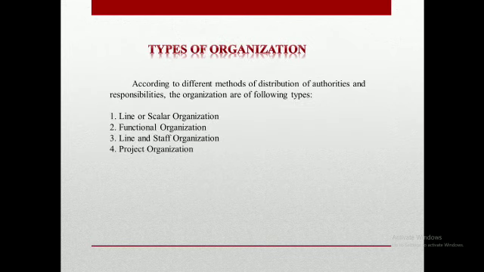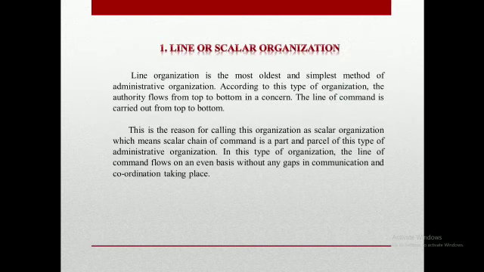Which are the types of organization? First, line or scalar organization. Second, functional organization. Third, line and staff organization. Fourth, project organization. First one, line or scalar organization.